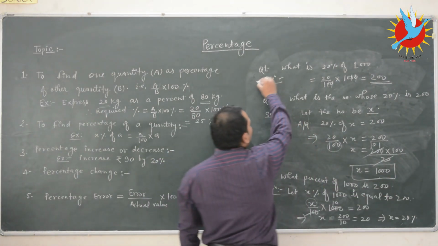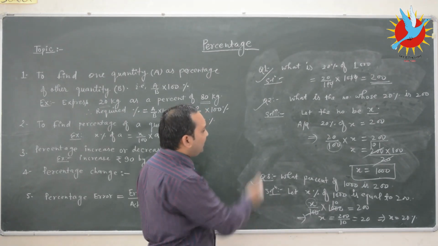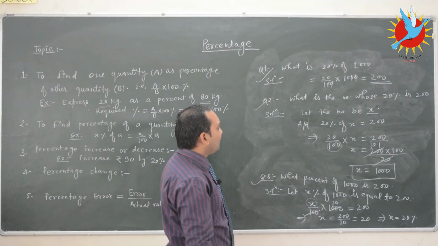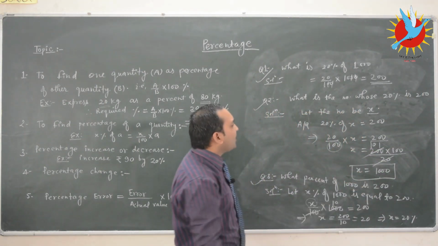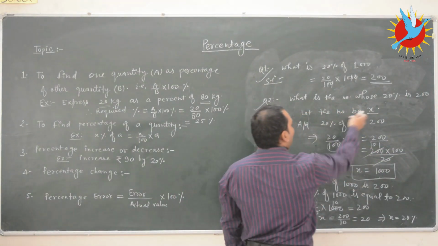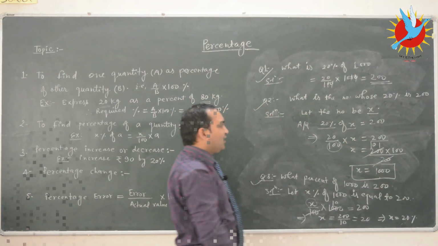So the question is the same, but it may be asked in a different way. What is the number whose 20% is 2000? So let the number be x, and 20% of x is 2000. Then we find the value of x.